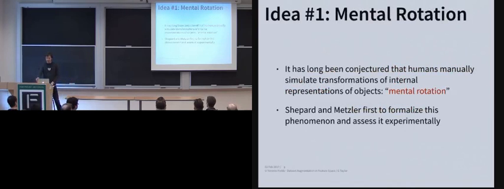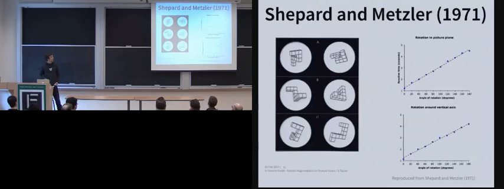So I'm going to talk today about two ideas we've pursued. The first is inspired by something called mental rotation, which is the idea that if you ask people to compare examples, they will mentally simulate some sort of transformation between these examples in their heads. Roger Shepard and Jacqueline Metzler were the first to formalize this in the 70s by carrying out a series of experiments in the lab. So they brought people in.